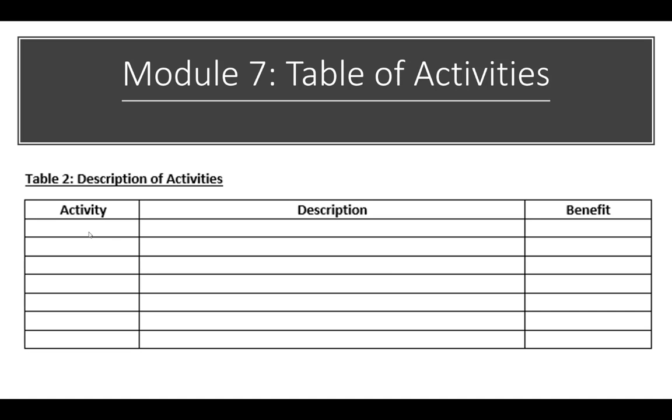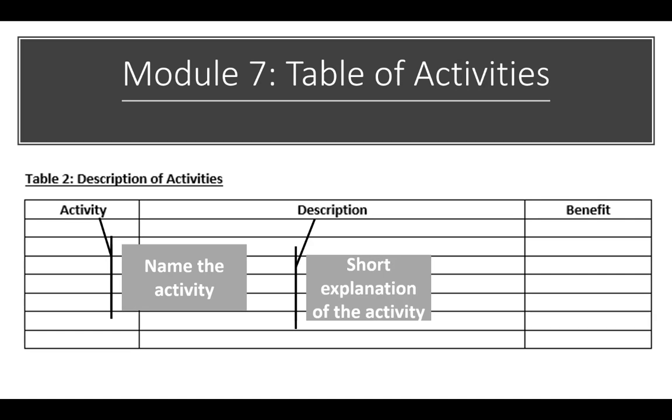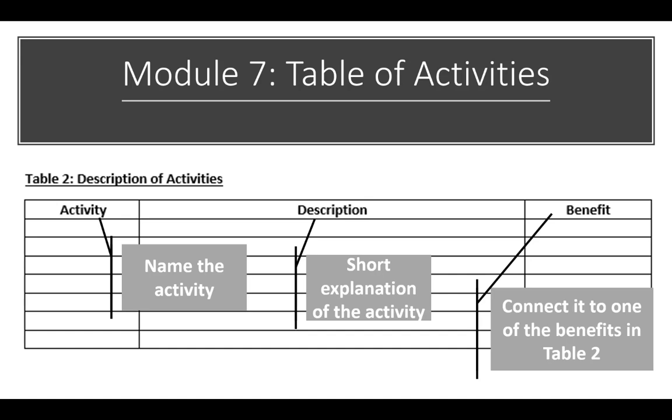Similar to Table 1 that you'll do for Module 6, you will identify the activities by a word or a short phrase for that activity. You will then describe the activity with a short explanation. Finally, I would like you to link the activity to the benefits you've identified in Table 1. It can be one or even more than one if you so desire. We'll go into more detail on this table of activities when we get to Module 7.